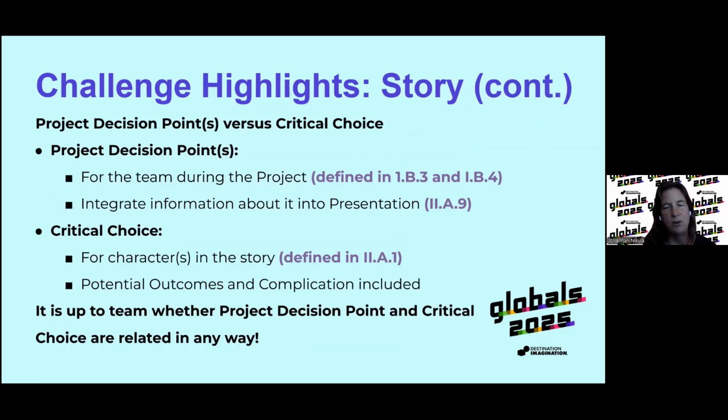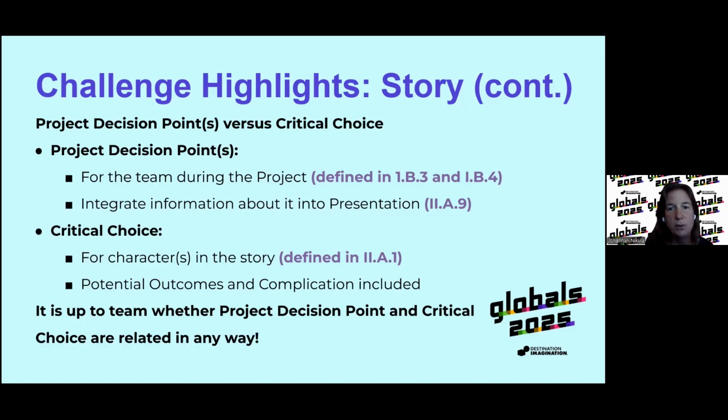While we are talking about integrating information about the project decision points, we also wanted to highlight one other aspect of the team solution. We noticed that some teams have been a bit confused between the project decision point, which is part of the team's project that they completed, and the critical choice, which is something characters in the team's story must make. You can find the definition for the project decision points in the project section, so in 1B3 and 1B4, and for the critical choice, it's described in the beginning of the story section in 2A1, with details to follow about the related potential outcomes and complication in the story.